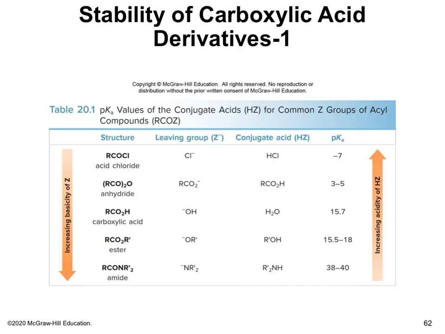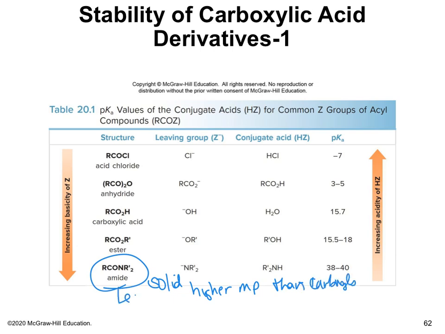Okay, stability of carboxylic acid derivatives. Amides are going to be solids at room temperature. They're going to have higher boiling points and melting points than carboxylic acids. They are the highest, and they're the least reactive. That's important because our peptides, which make up our proteins and amino acids, are amides, and we want them to be very stable. Okay, so they're like rocks. I mean, they are not reactive.